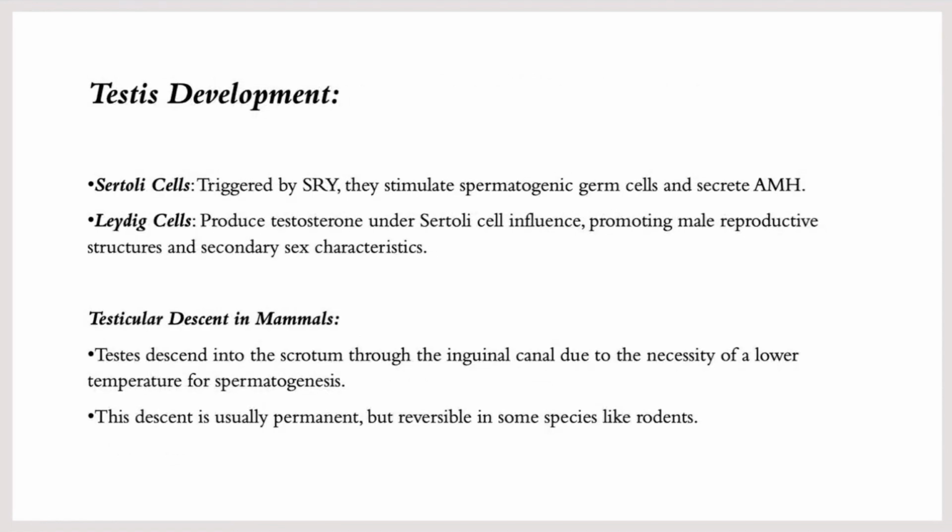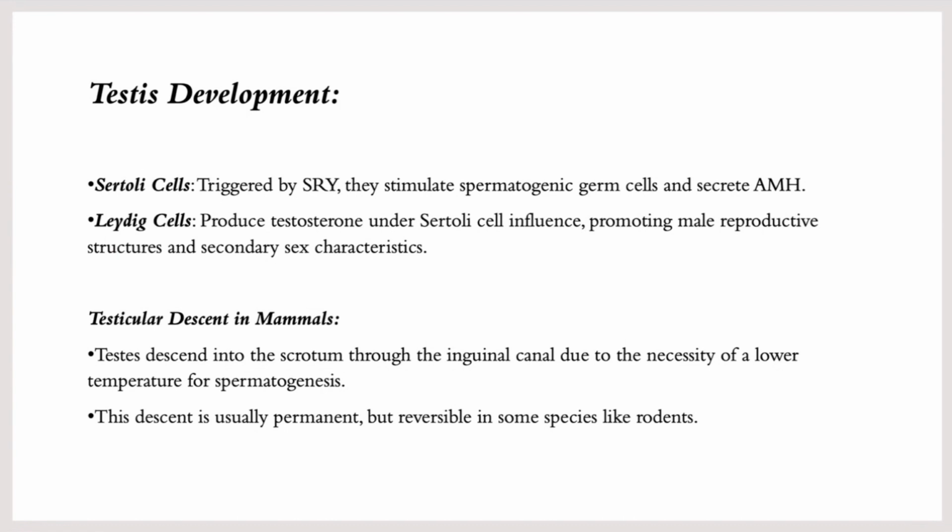So the testes development. We mentioned that the Sertoli cells triggered by the SRY gene are going to stimulate spermatogenic germ cells and secrete the anti-Mullerian duct hormone. We mentioned that the Leydig cells are going to produce testosterone under Sertoli cell influence and promote male reproductive structures and secondary sex characteristics. Now, something to mention in evolution that is specific to mammals is that the testes descend into the scrotum through the inguinal canal because of a need to have a lower temperature for spermatogenesis.